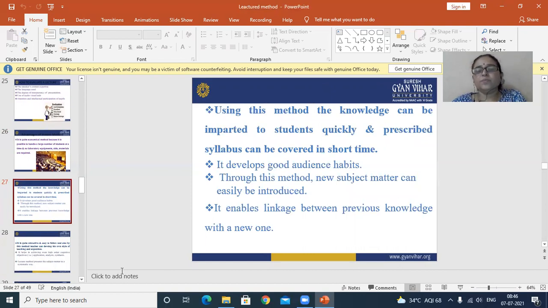Using this method, the knowledge can be imparted to students quickly and prescribed syllabus can be covered in a short time. It develops good audience habit. Through this method, new subject matter can be easily introduced. It enables linkage between previous knowledge with a new one.